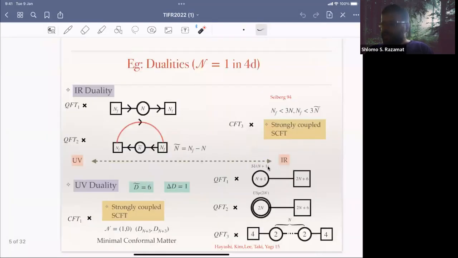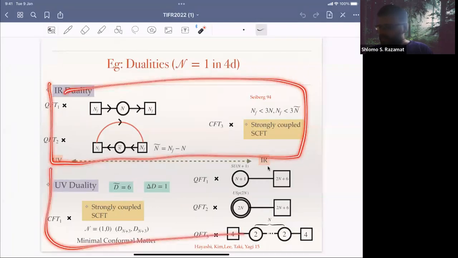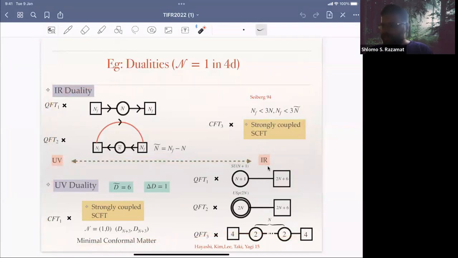Okay. So here there is again a review, an example of two types of dualities. The first one is extremely well known, and the second is less known. This is an example of the UV duality. So the canonical example of infrared duality is the Seiberg duality. It's more than 25 years old.